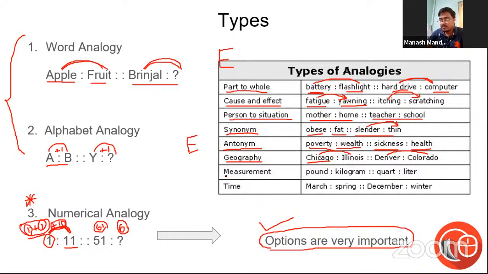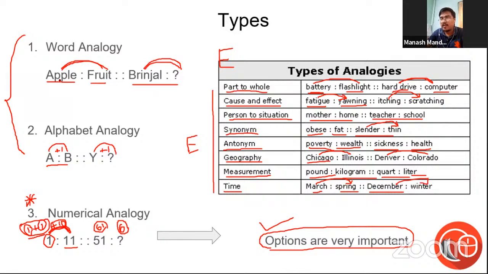Next, it can be on the basis of measurement. For example, pound, kilogram, quart, liter. The last one is time: March, spring. March is the time for spring, December is the time for winter. So these are the main types of analogies.